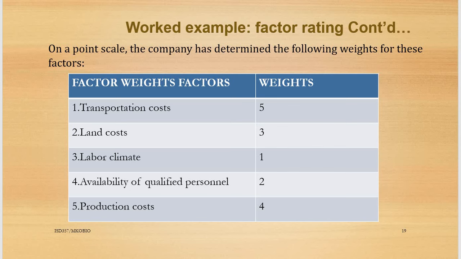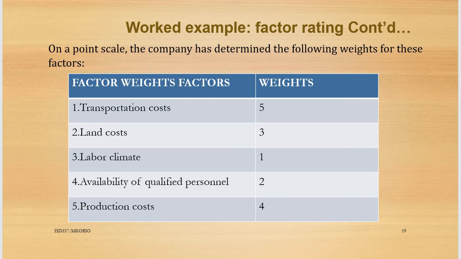So these are the factor weights, or the factor success weights. With the factor success weight, we see transportation cost has a weight of 5. The land cost has a weight of 3. Labor climate has a weight of 1. Availability of qualified personnel has a weight of 2. Production cost has a weight of 4. These are what we are going to use to multiply every location.